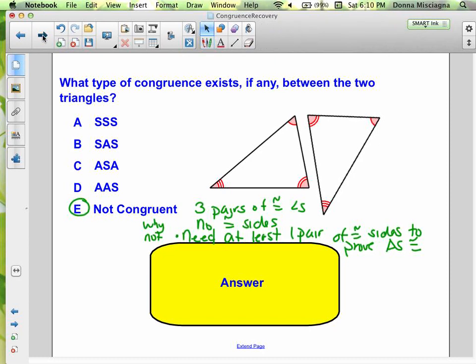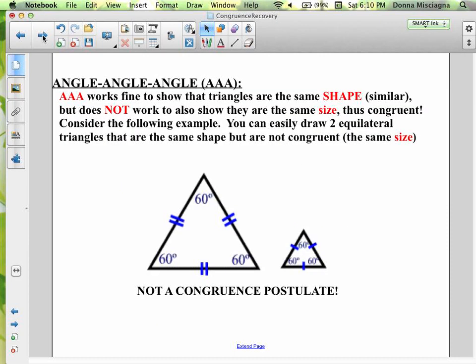If we have three pairs of congruent angles, that can't prove triangles congruent. What it can do is prove triangles similar. Angle, angle, angle works fine to show that triangles are the same shape, similar, but does not work to show they are the same size, thus congruent. You can easily draw two equilateral triangles that are the same shape but not congruent. They are not the same size. So remember, angle, angle, angle is not a congruence postulate.